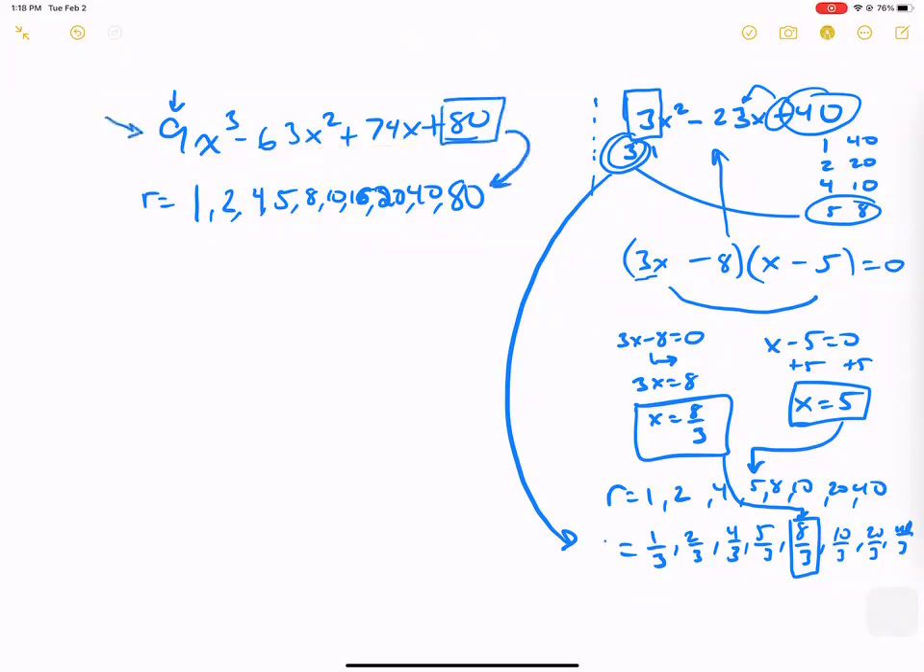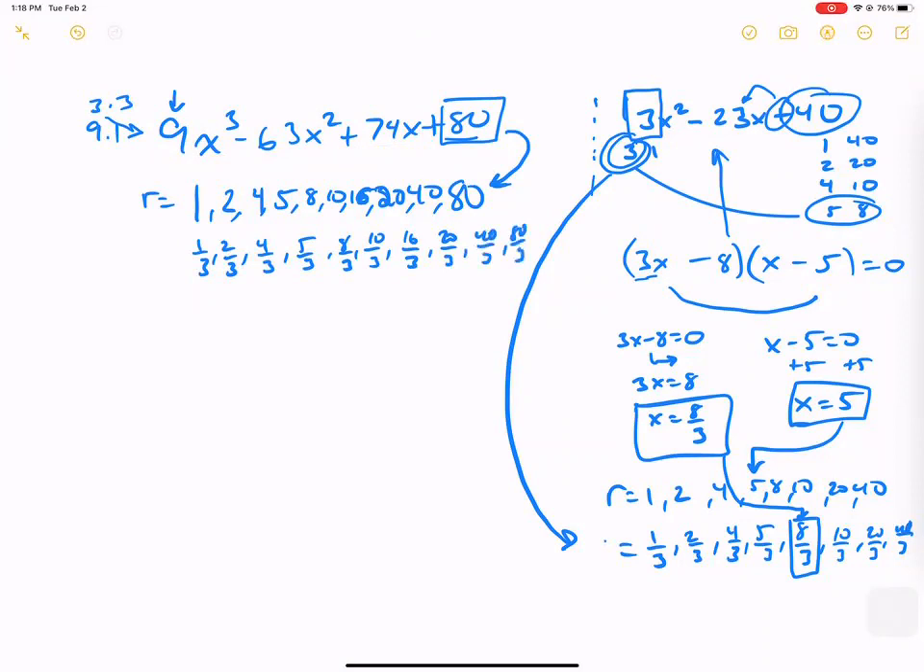We have to break apart 9. So 9 is 3 times 3 and 9 times 1, right? Just like how we broke up the 80, we have to write down all the possibilities for the a value. Now, here is our problem. Not only is 1, 2, 4, 5, 8, not only are these my possibility for roots, our possibility for roots are also 1 over 3, 2 over 3, 4 over 3, 5 over 3, 8 over 3, 10 over 3, 16 over 3, 20 over 3, 40 over 3, and 80 over 3.